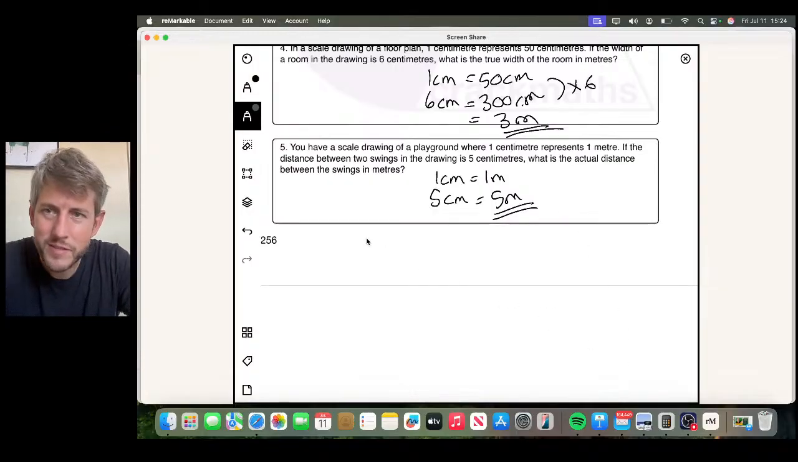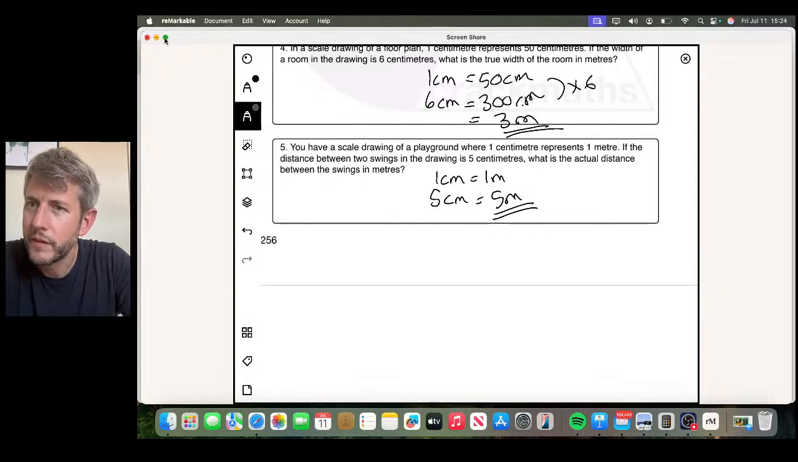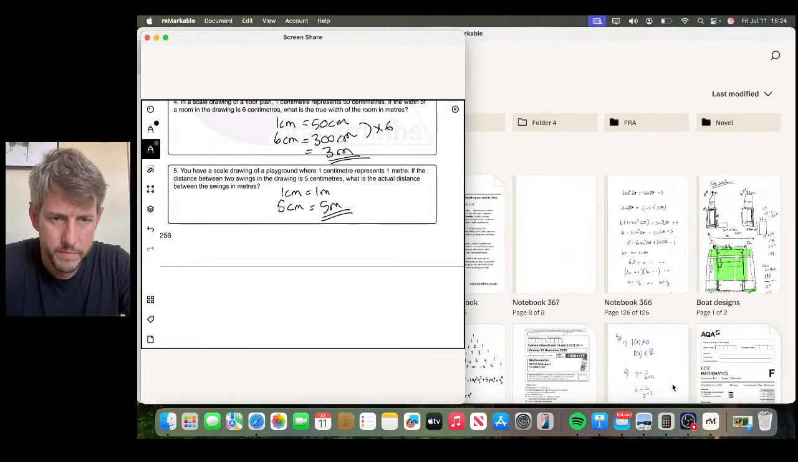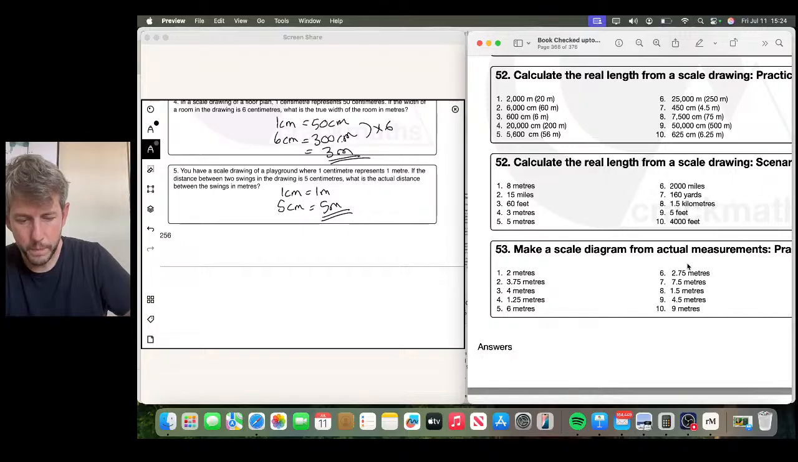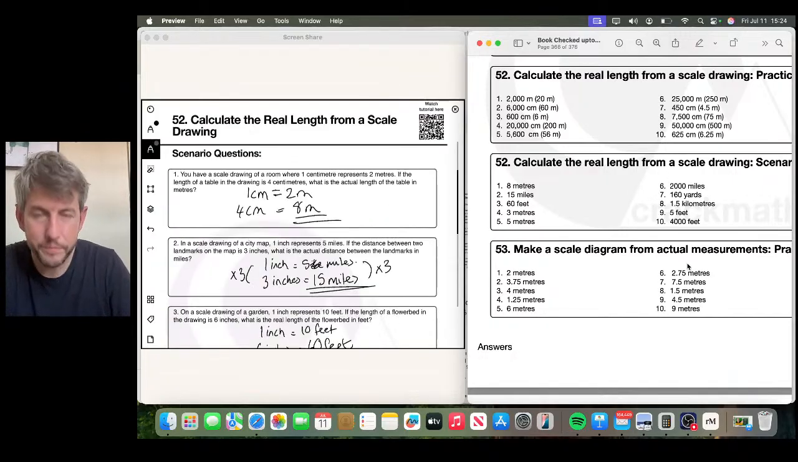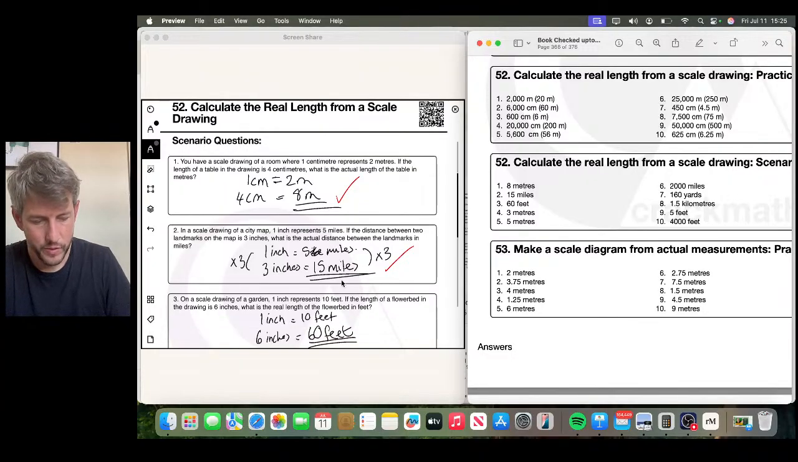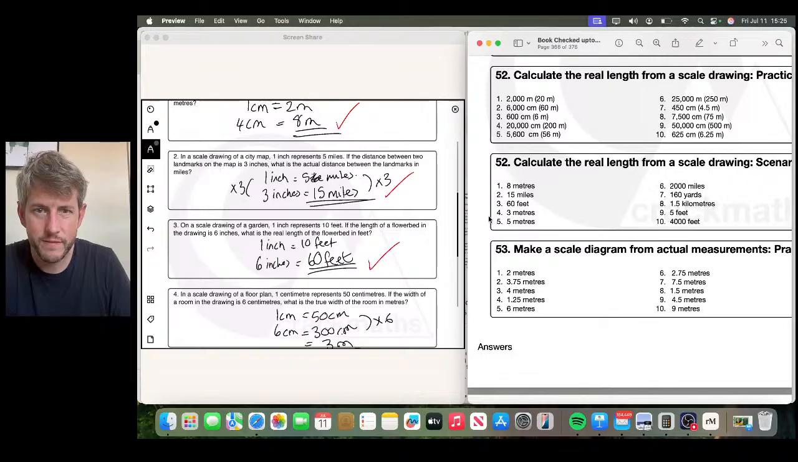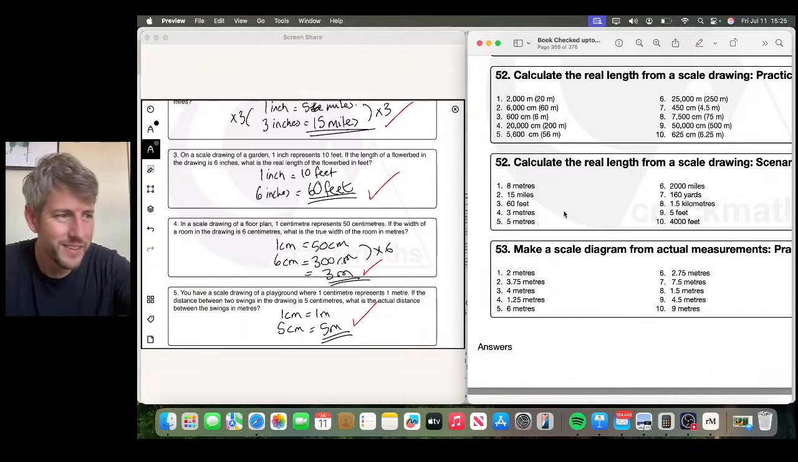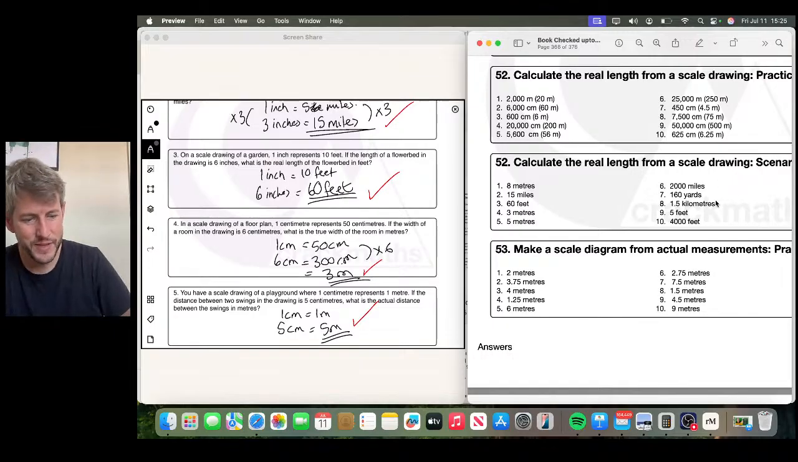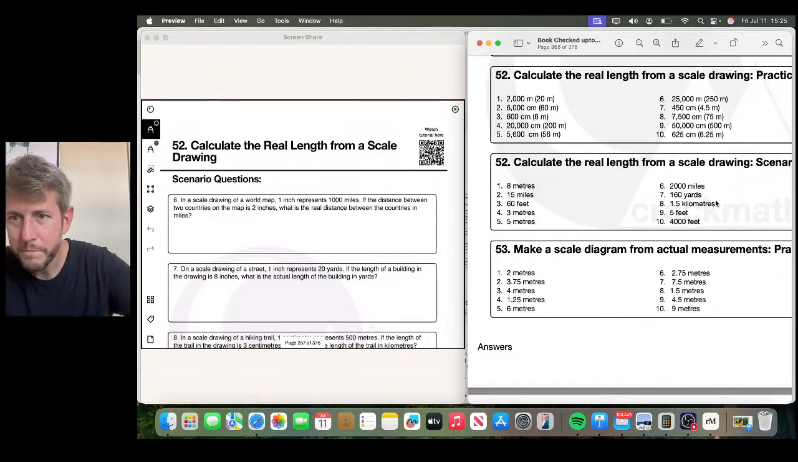So let's get these marked. Here we go. Right, so let's scroll up. We have got 8 metres. We've got 15 miles. We have got 60 feet. Yeah, this is great. We have got 3 metres, yeah, perfect. And 5 metres. All correct for those 5 there. Let's do these next 6 and see how we get on.